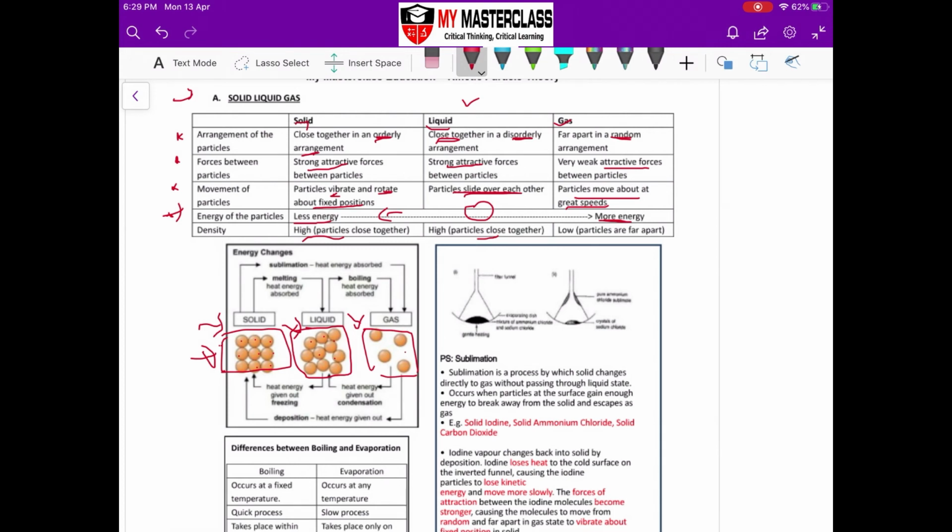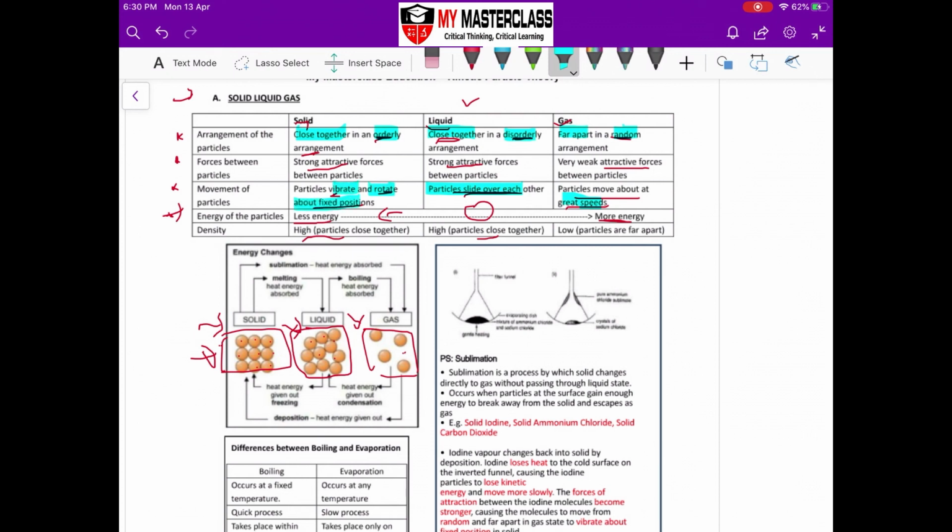And then your gas, they are random and far apart, so draw them random and far apart, and draw some space in between them because they can be compressed. So repeat all these keywords that we highlighted: far apart, random for gases, and moving at great speed. For your liquid, disorderly or irregular and close together, and they slide in layers. For solid, still close together but orderly or regular, and they vibrate about fixed position.